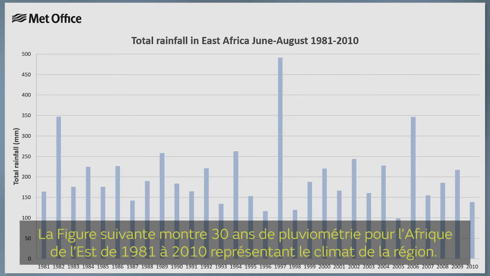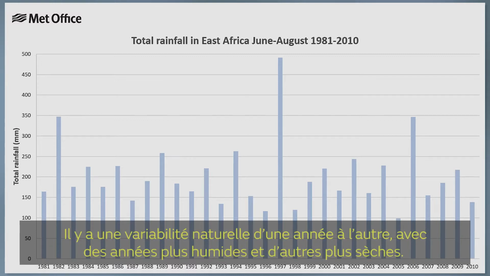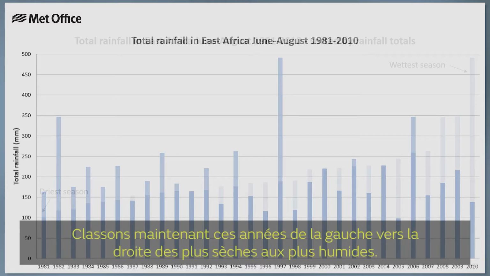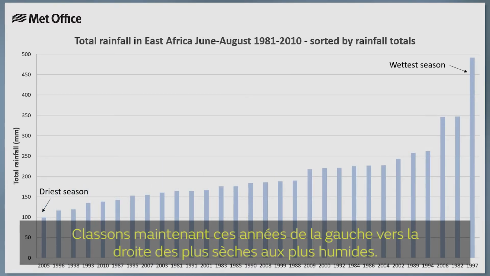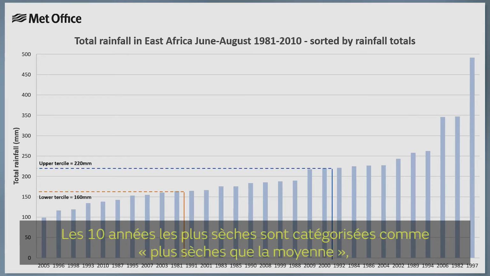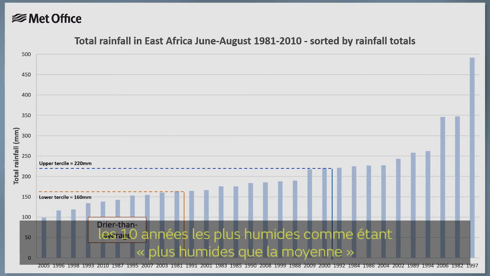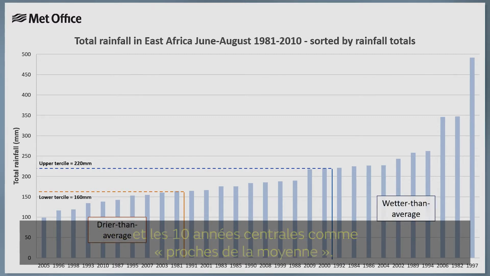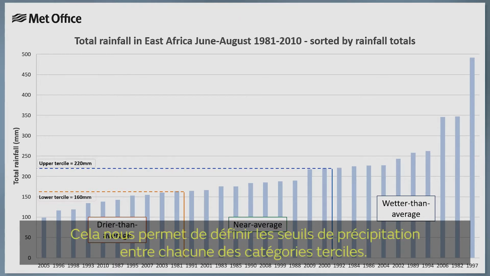Here are 30 years of rainfall totals for East Africa from 1981 to 2010, representing the climate of the region. There is natural year-to-year variability with some wetter years and some drier years. Let's now rank these years from the driest on the left to the wettest on the right. The data can then be easily grouped into terciles. We'll label the 10 driest years as drier than average, the 10 wettest years as wetter than average, and the middle 10 years as near average. This allows us to define rainfall thresholds between each of the tercile categories.